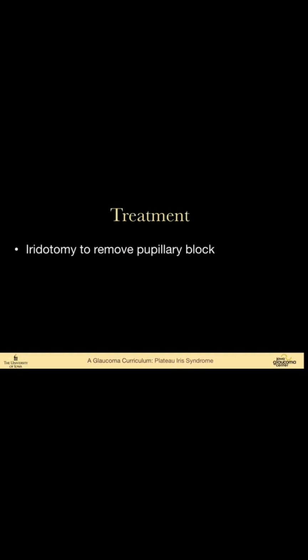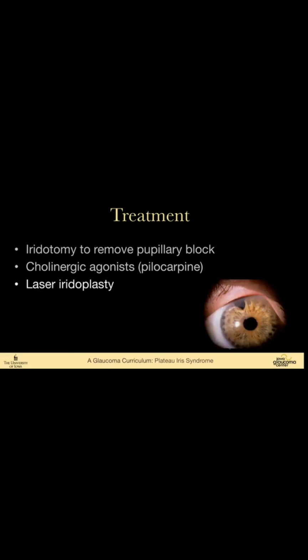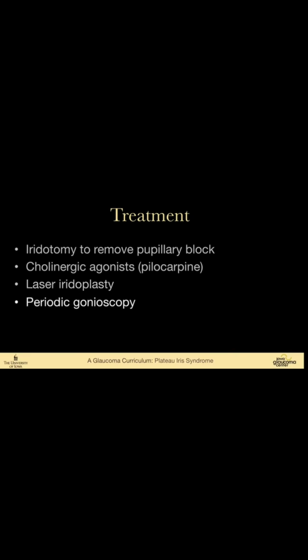The treatment, we do iridotomy, as I said before, to relieve the pupillary block. One can use cholinergic agonists like pilocarpine. Laser iridoplasty can be very effective in shrinking the iris out of the angle and perhaps even shrinking the ciliary body back some. It's important to do periodic gonioscopy. These angles can become narrow again later on after one does iridoplasty.